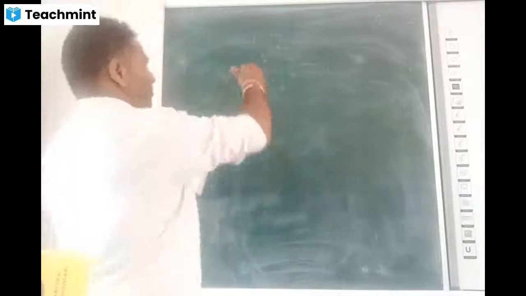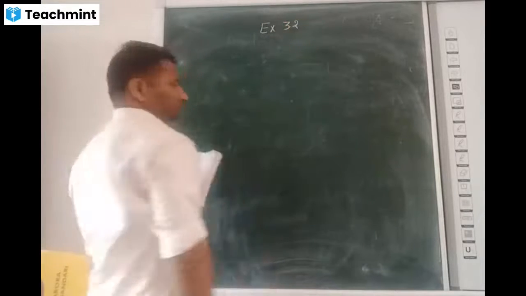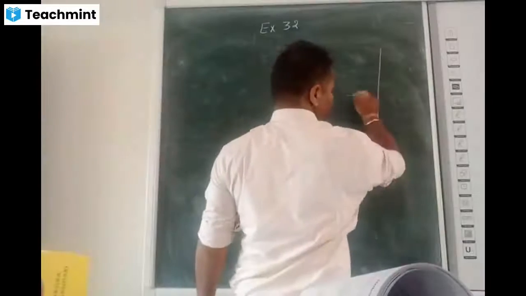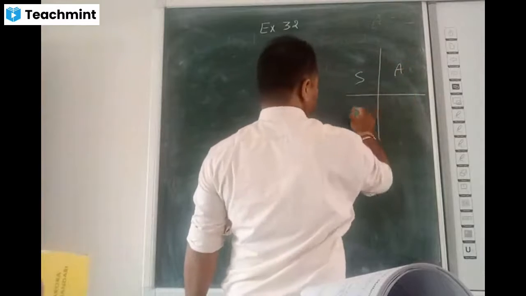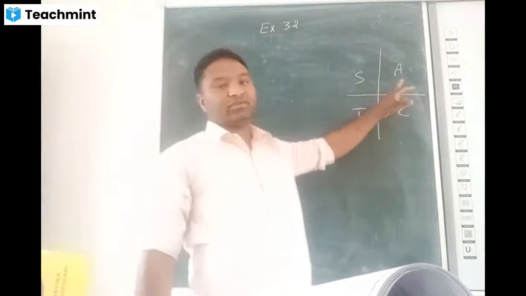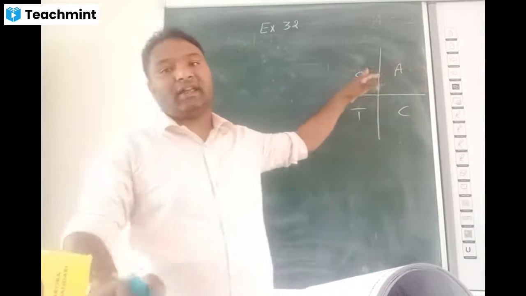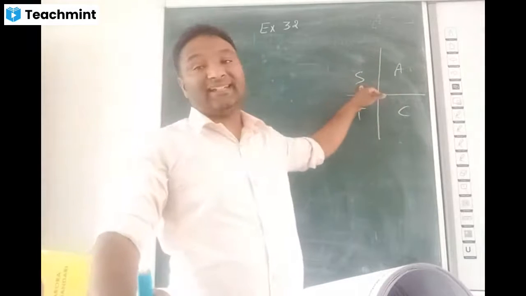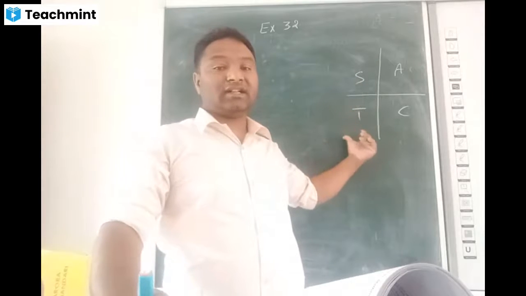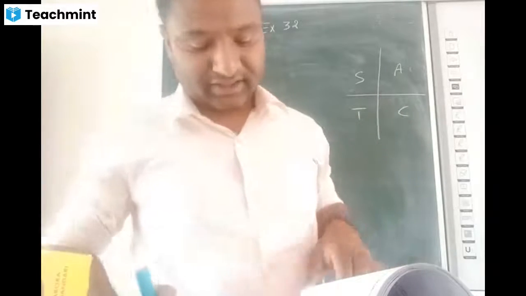So the exercise 3.2. For 3.2, one thing I shared with you last day, in the last class, is "Add Sugar To Coffee". This is a very important concept here. Add sugar to coffee, after school to college. Here, in the first quadrant, all angles are positive. Here, sine and its reciprocal, cosec, are positive. Here, tangent and its reciprocal, cotangent, are positive. Here, cos and its reciprocal, secant, are positive.